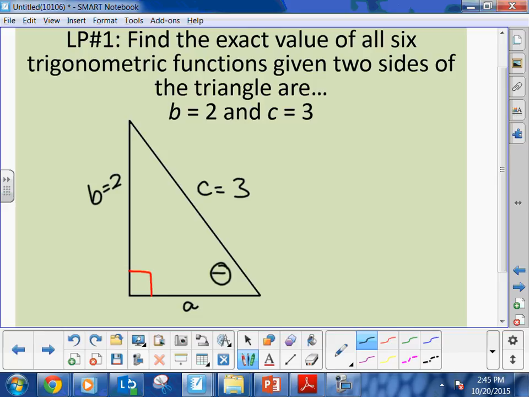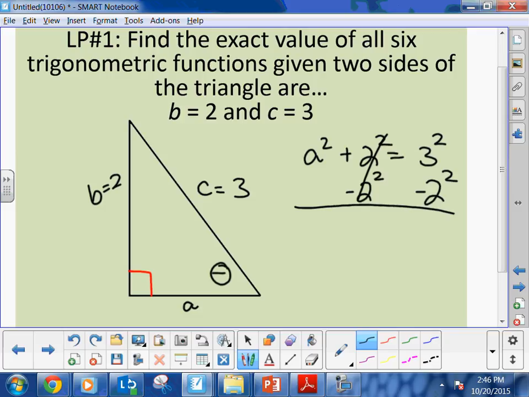Now, anytime we have a right triangle, we have the ability to use Pythagorean theorem to solve for it. So we're going to apply the Pythagorean theorem: a squared plus 2 squared is equal to 3 squared, and solve for a. From here, it becomes a pretty easy process because all we do is isolate a by subtracting 2 squared. 3 squared is 9 minus 2 squared, which is 4.